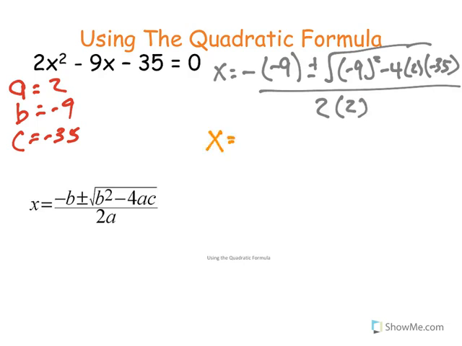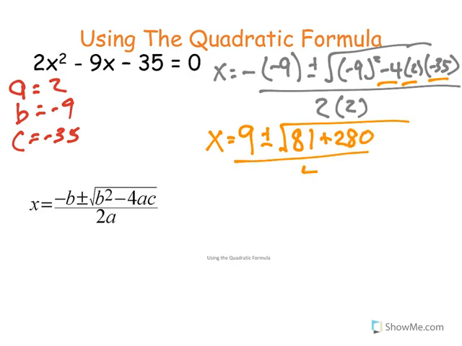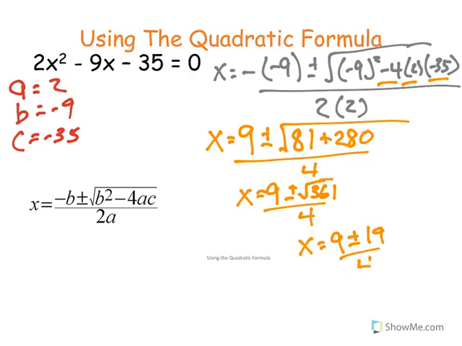So I've got x is equal to negative negative 9, which is positive 9, plus or minus the square root of negative 9 squared, which is going to be 81. Negative 4 times 2 is negative 8. Negative 8 times negative 35 is going to be 280. And 2 times 2 in the denominator is 4. So now I'm looking at 9 plus or minus radical 361, all divided by 4. The square root of 361 is 19. 9 plus or minus 19 divided by 4.